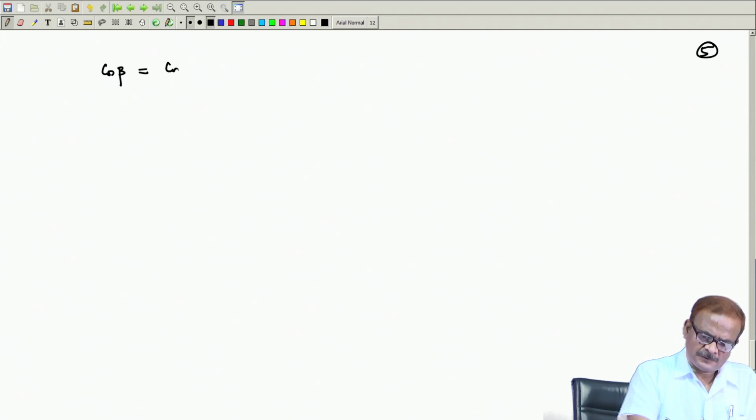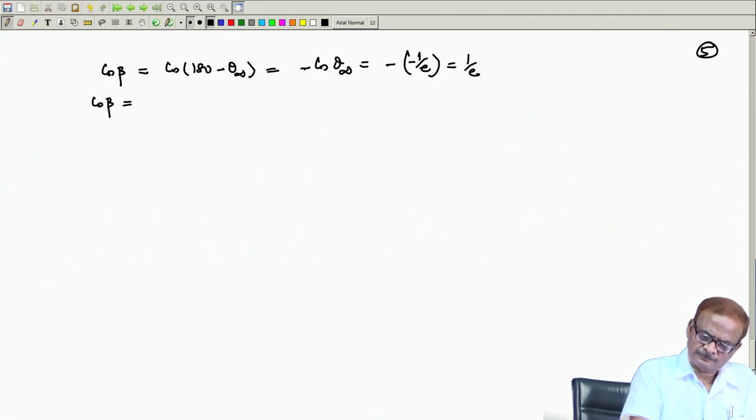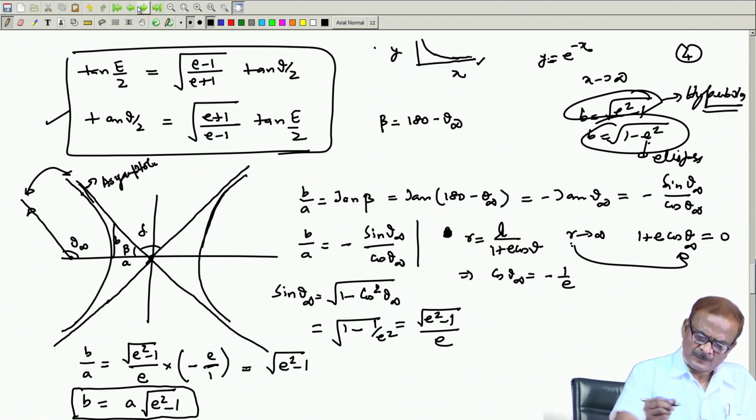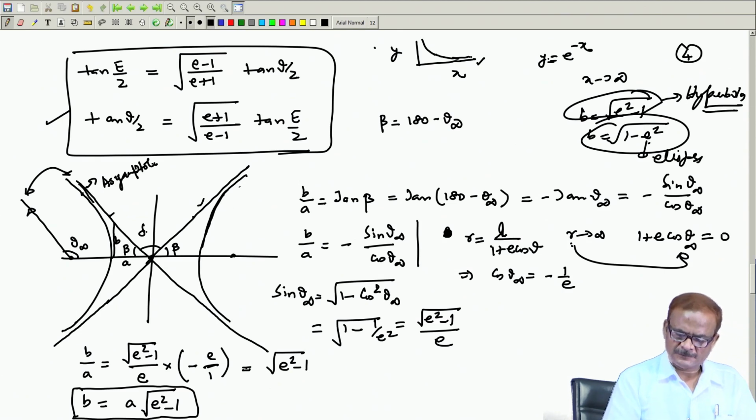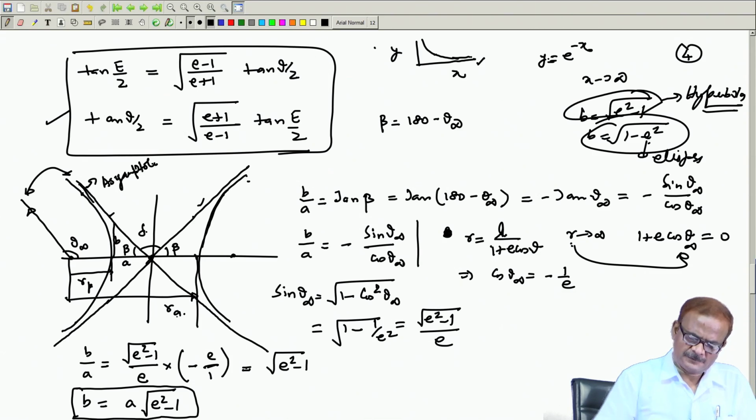So cos beta equal to cos of 180 minus theta infinity, equal to minus cos theta infinity. Now, going back to this figure, this angle is beta, because these two lines are asymptotes. This is the right part of the hyperbola and this is the left part. The distance from here to here is r perigee, and from this place to this place is r apogee.